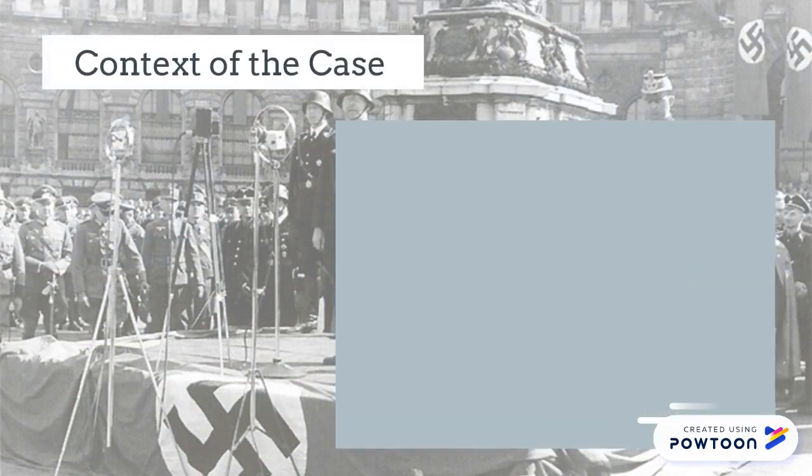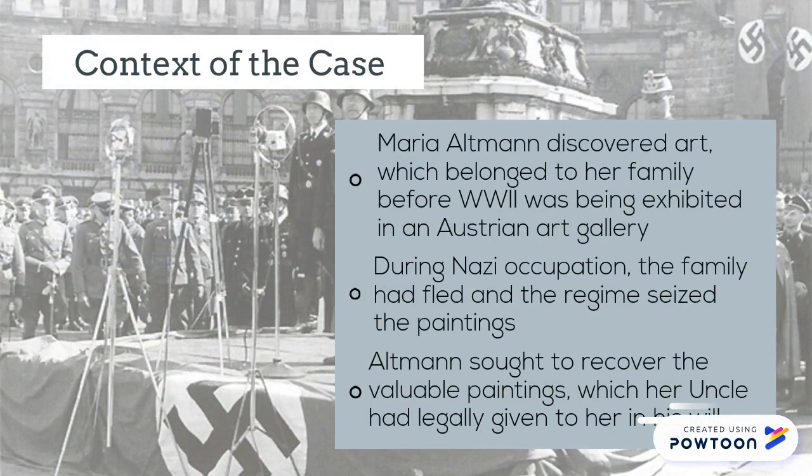Austrian-American Maria Altmann discovered that art which belonged to her family before World War II had been taken by the Austrian government and was being exhibited in a gallery. Altmann sought to recover the paintings, which were extremely valuable and created by a famous Austrian painter, stating that her uncle had given the pieces to her in his will.